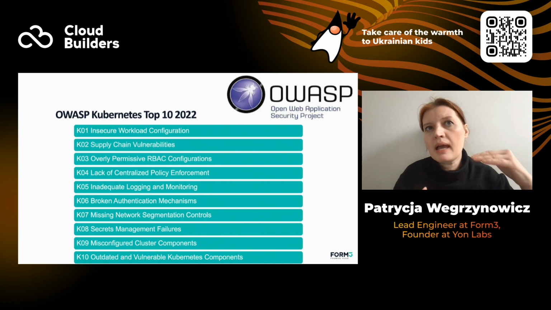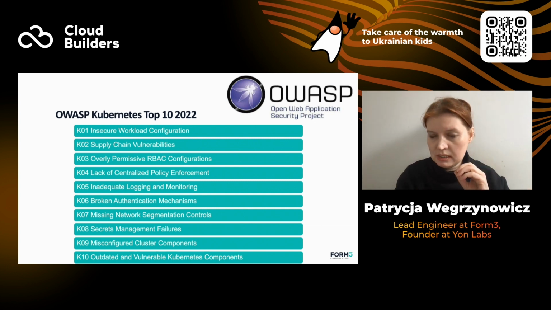Most likely you also know that every couple of years they publish a top 10 security risks list for web applications. Last year, for the first time, they prepared this top 10 security risk list for Kubernetes. And here you see the list.